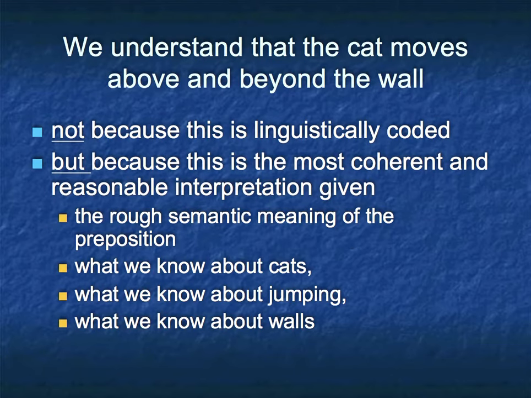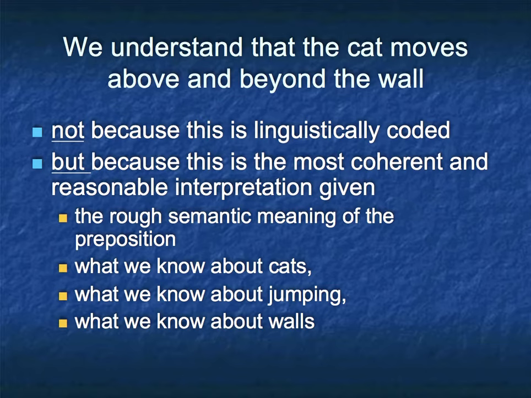So we understand that the cat moves above and beyond the wall, not because this is linguistically coded, but because this is the most coherent and reasonable interpretation, given the rough semantic meaning of the proposition, what we know about cats, what we know about jumping, and what we know about walls. And the clouds moved over the city. What do we know about clouds? What do we know about cities?